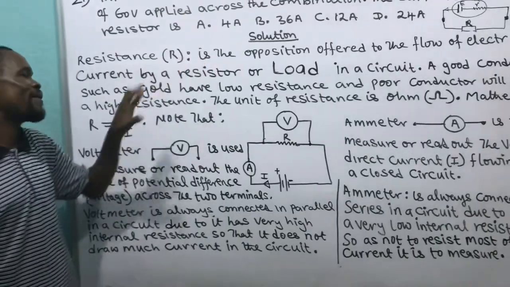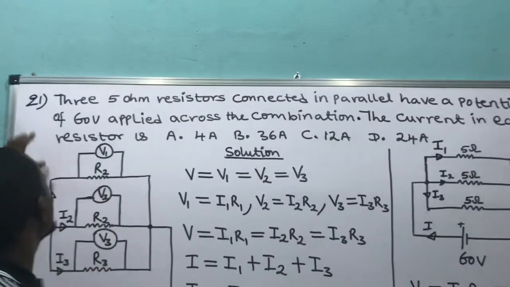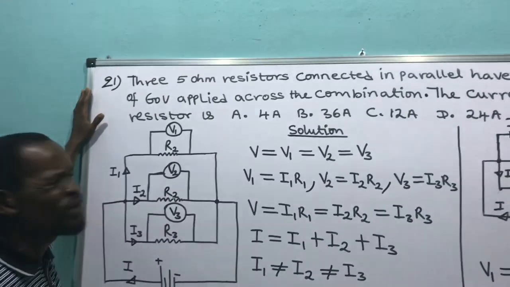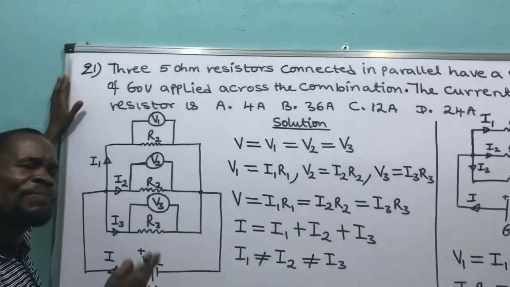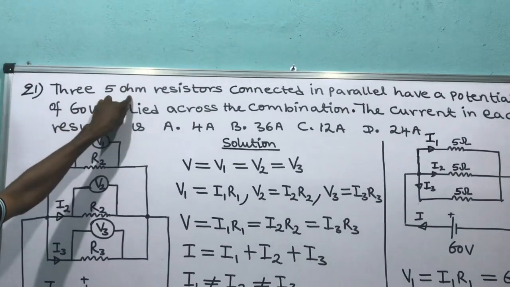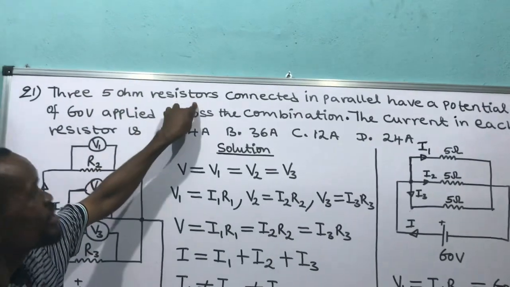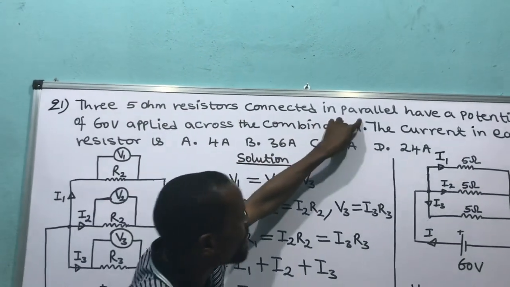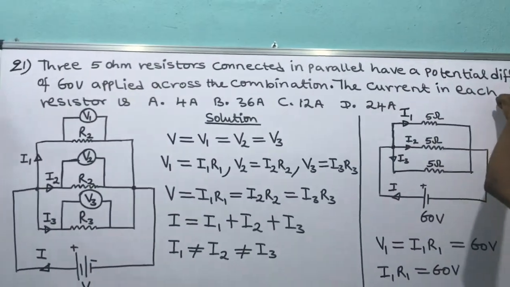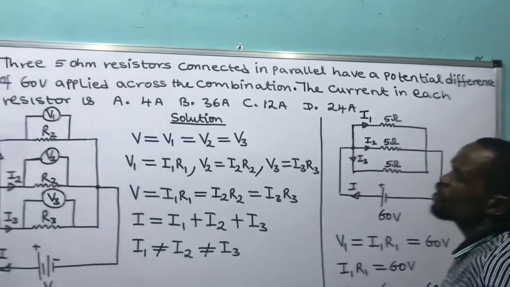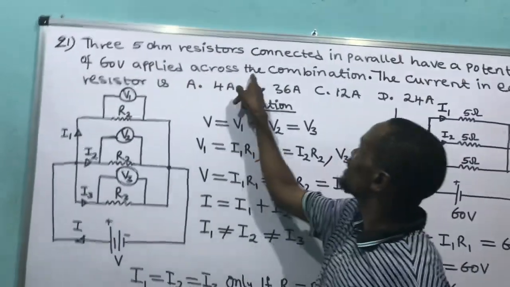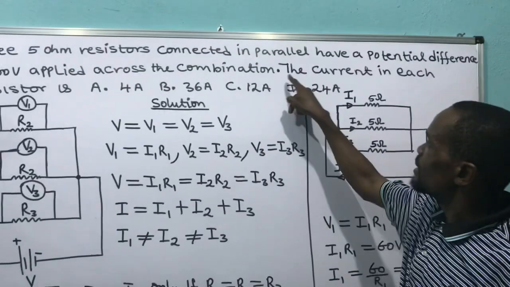Then let us solve our question. Now, let's look at the question. After we have gathered all the necessary things we needed to know about this particular question, the question said 5 ohm resistors connected in parallel have a potential difference. We already know what we mean by potential difference. Have a potential difference of 60 volts applied across the combination. Full stop.